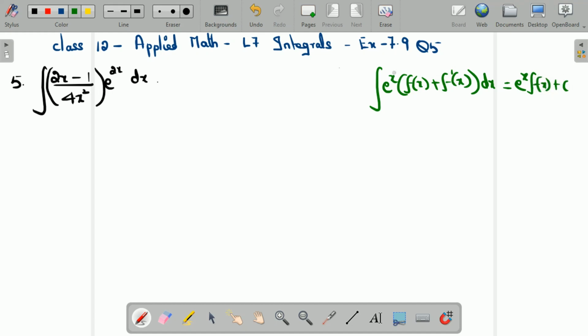So please note in the formula the power of e is just x. However, here it is 2x. So we are going to substitute 2x as t. So this means 2 dx is equal to dt. So this is going to be replaced by dt by 2. And this part will become t because 2x is t. Now 2x is t means 4x squared will be t squared. So let's make all these changes in this integration.